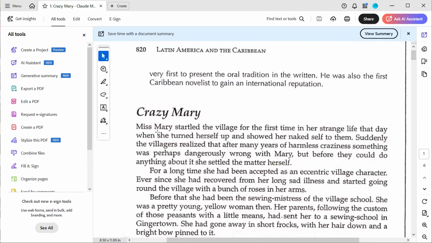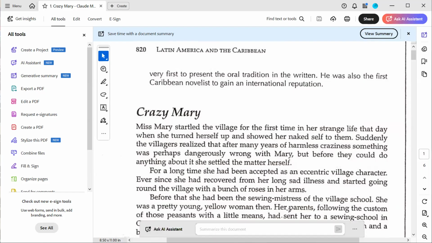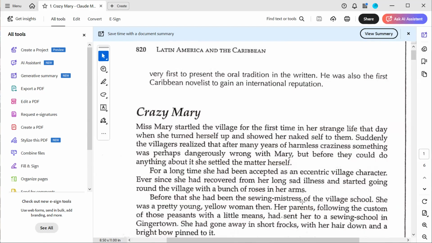Notice that this started at the climax, at the crisis moment of the story, and then the writer goes back. For a long time, she had been accepted as eccentric, and then goes back again in the third paragraph, before she had been the sewing mistress of the village school. They go right back to when she was young and pretty and so forth. But even in going back and flashing back to how she was in the past, she is being shown. You are seeing her.